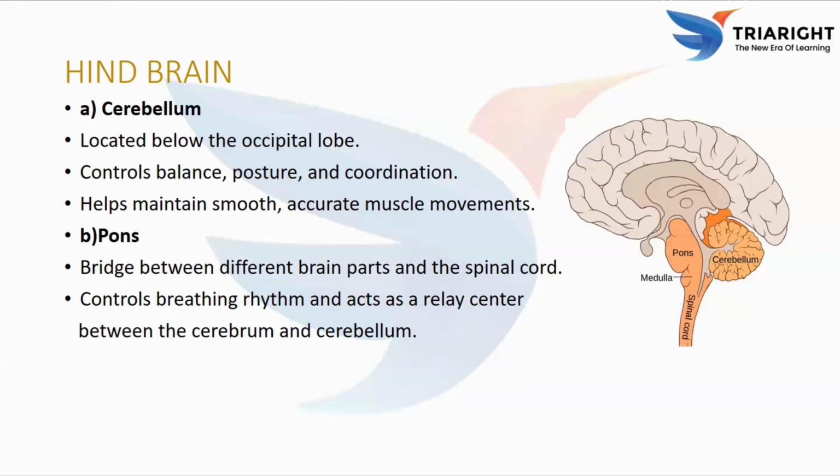Coming to the pons, the next structure next to the cerebellum. The pons lies in front of the cerebellum and above the medulla oblongata. So what is the function of the pons? It acts as a bridge connecting the cerebrum, cerebellum and the spinal cord. It controls the breathing rhythm and helps to regulate the rate of respiration. It also works as a relay center for signals between different parts of the brain. Think of the pons as a communication bridge and breathing rhythm control of the brain.